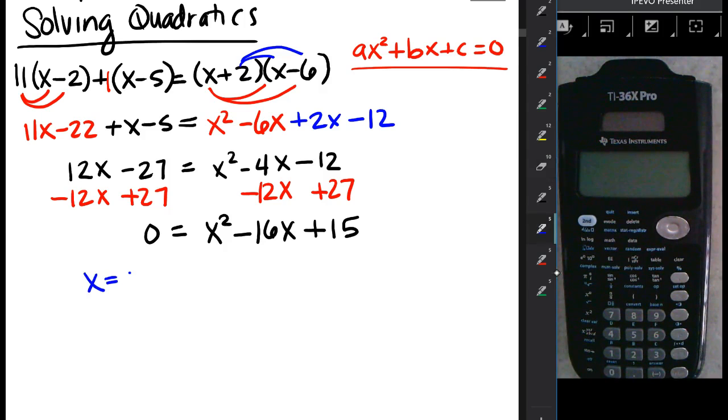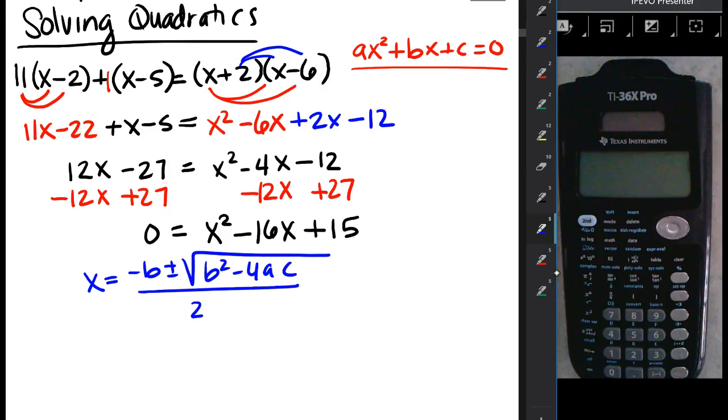So x is equal to negative b plus or minus the square root of b squared minus 4ac, all over 2a. And then we just need to figure out what our a is: 1, what's our b: negative 16, what's our c. Once we have all three of those things, we can plug into this formula. So we have a negative 16.